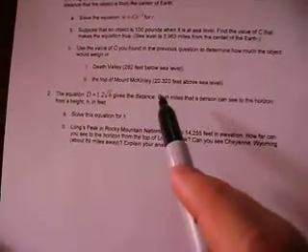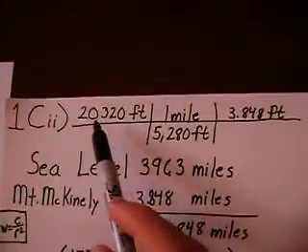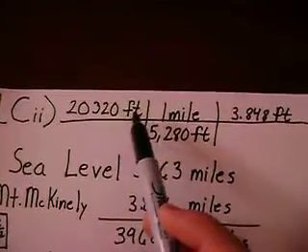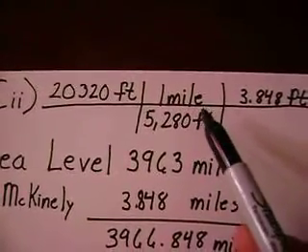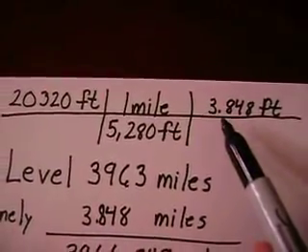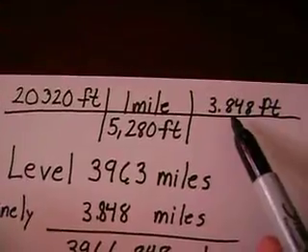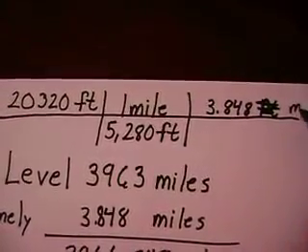Alright, next they say the top of Mount McKinley is 20,320 feet above sea level, and they want to know how much this same object would weigh there. What we do, take the 20,320 feet, divide it by 5,280 because that's our conversion factor. That's equal, 20,320 feet is equal to 3.848 miles. Sorry about that.